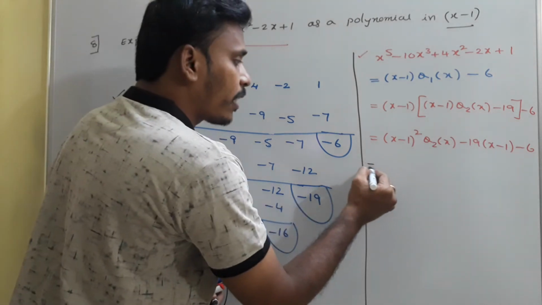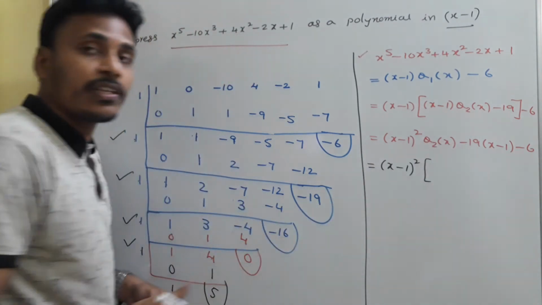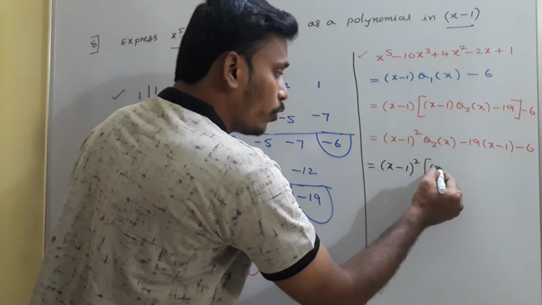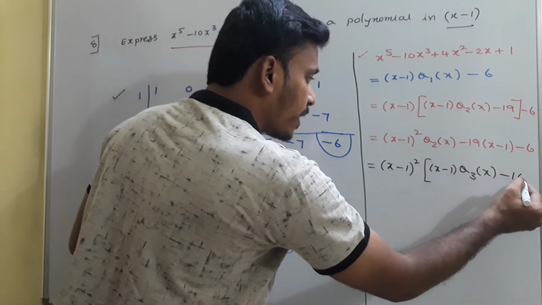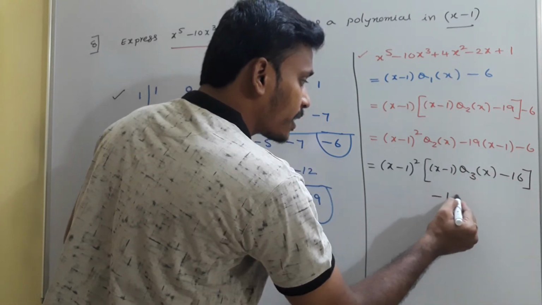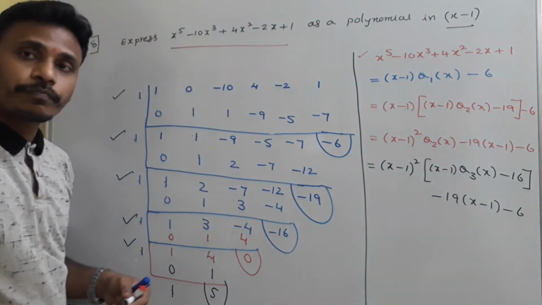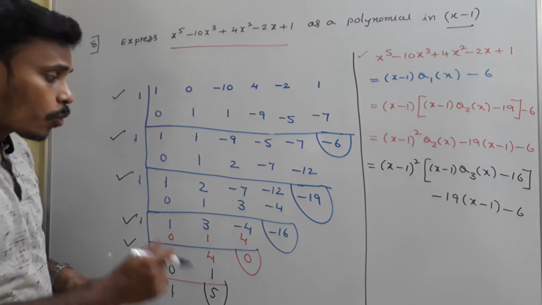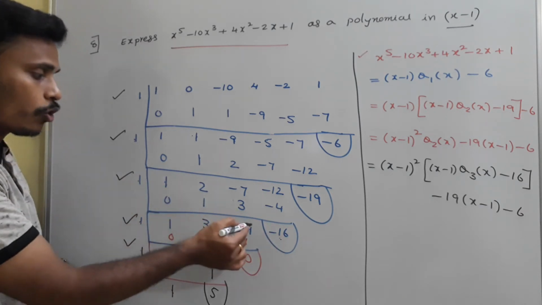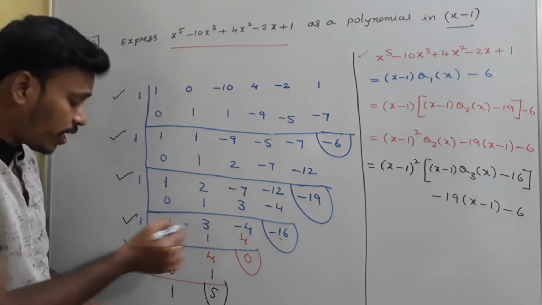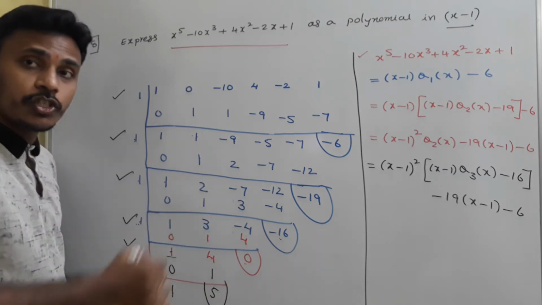And now I will write it like this. This is equals to (x minus 1) whole square into, you just rewrite this second quotient. Again we are doing with x minus 1, and q3 of x is the third quotient, minus 16 is the remainder, minus 19 into (x minus 1) minus 6. So what is the third quotient? See, minus 16 is remainder, this is the third quotient. Again the third quotient is divided with x minus 1. This is the fourth quotient, but the remainder is 0 this time.